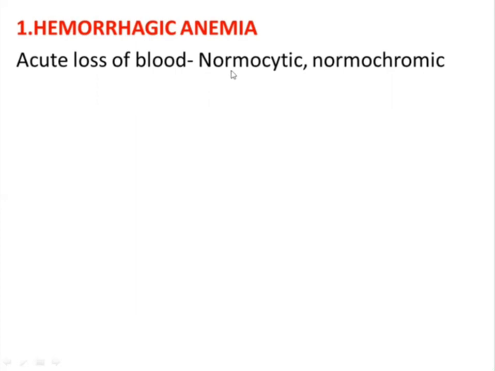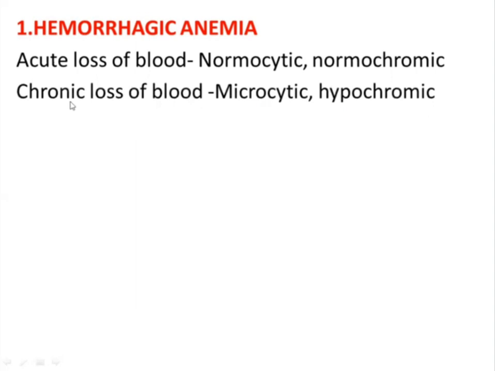This anemia type is the normocytic, normochromic. Then another cause is the chronic loss of the blood. That is the microcytic and hypochromic. Chronic loss of the blood leads to the loss of the iron. So iron is used to produce the hemoglobin in the RBC. So there is no hemoglobin in the RBC. The RBC become small, right?